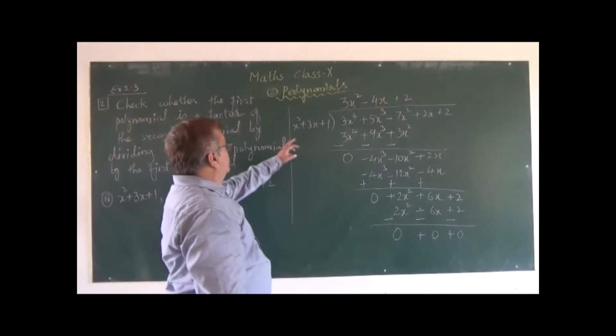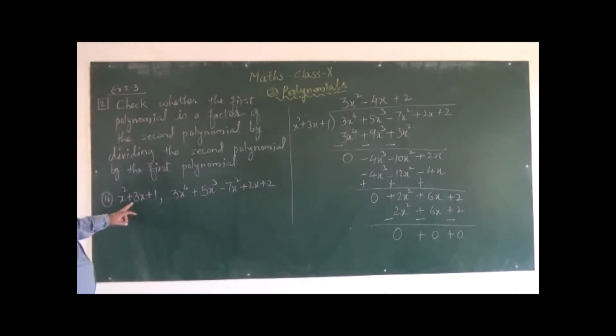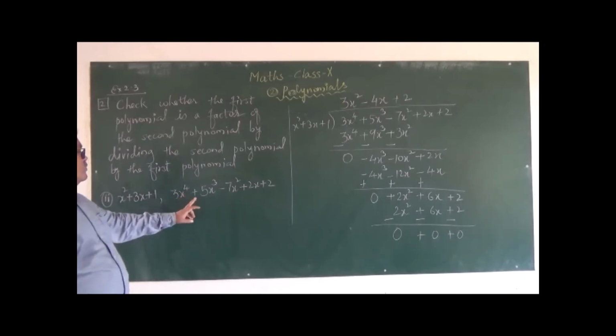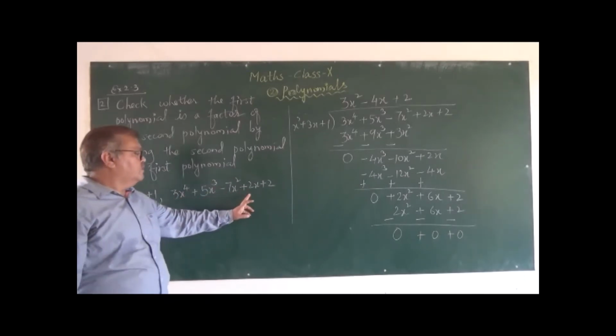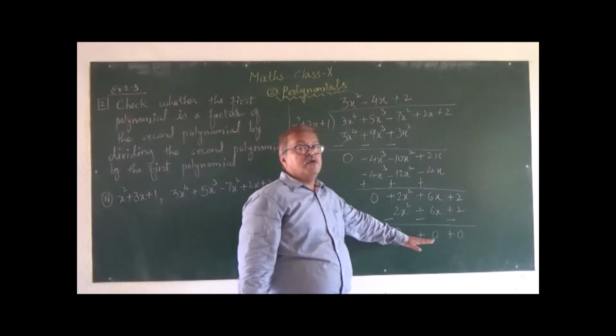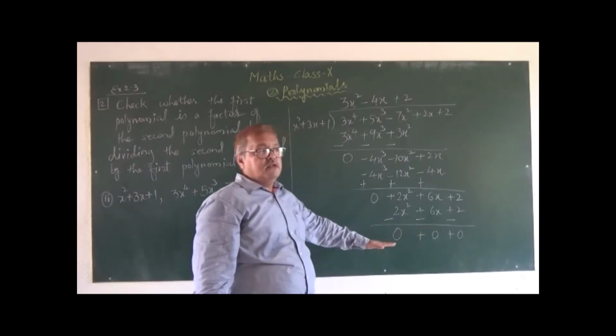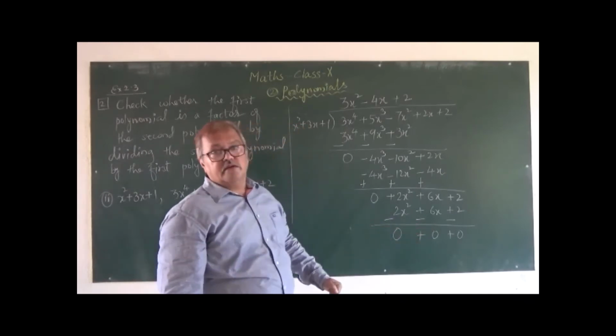So what you can say? You can say the first polynomial, that is x square plus 3x plus 1, is a factor of 3x raised to 4 plus 5x cube minus 7x square plus 2x plus 2. Why? Because remainder is 0. If remainder does not turn out to be 0, then it is not a factor.